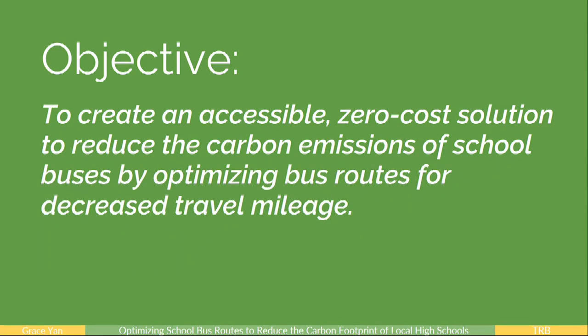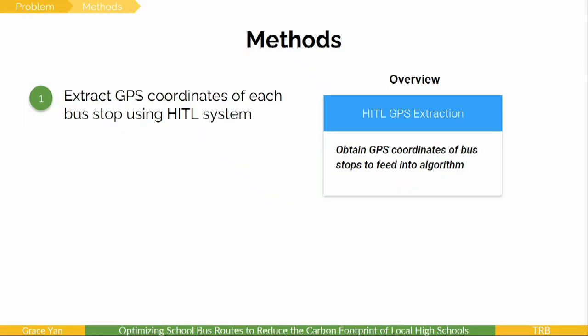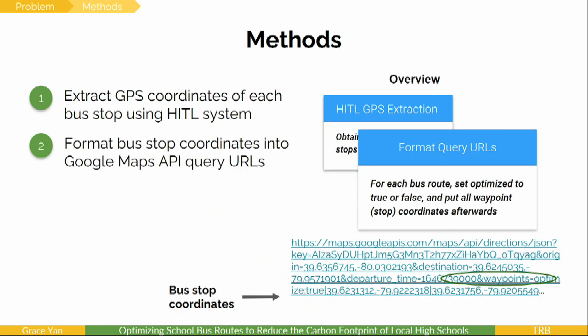The objective of this study is to create an accessible, zero-cost solution to reduce the carbon footprint of school buses by optimizing school buses for decreased travel mileage. So the first step in my process was to extract the GPS coordinates of each bus stop from its address. I created a Python script that automatically extracted these coordinates and used them in this human-in-the-loop component, which allowed me to override any locations that couldn't be parsed by my code.